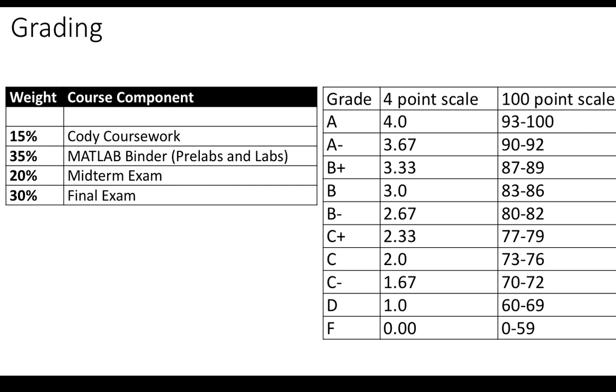And then the MATLAB binder is 35%. That's also just graded for completion. So you get a 0, 1, or 2. 0 means you didn't show me anything. 2 means you are pretty much done. You don't have to have everything perfectly right to get a 2. And then a 1 means that you're missing a significant portion of the assignment, which means you didn't do part of the assignment. So if you attempted everything, you usually get a 2. And then the exams are worth 50%.